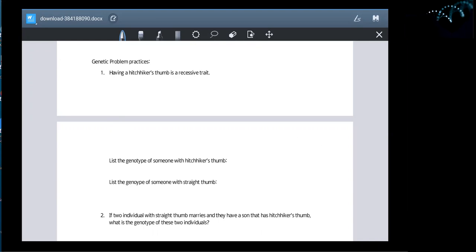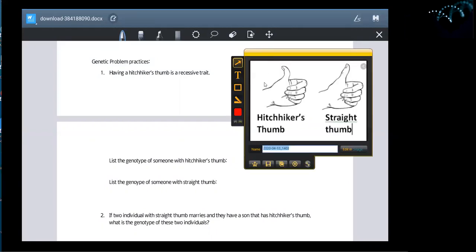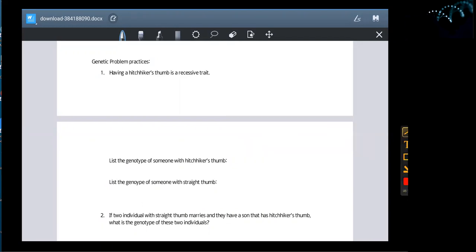Now let's first look at a picture of what a hitchhiker's thumb looks like. So right here, if you stick out your thumb and you can bend it back, then you have a hitchhiker's thumb. If you cannot, then you have a straight thumb. And from the description, it sounds like hitchhiker is recessive. So usually what I do is I make a key, and I will assign a letter. Let's say capital H is dominant and the little h is recessive. And we need both little h to get hitchhiker. You only need one big H, so it can either be big H big H, or big H little h, to have a straight thumb.